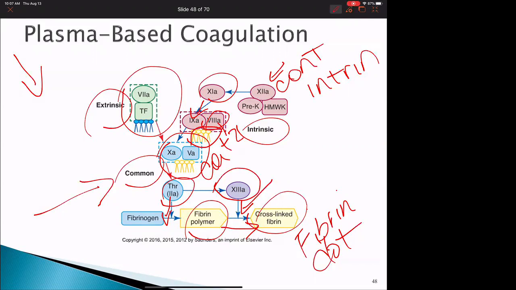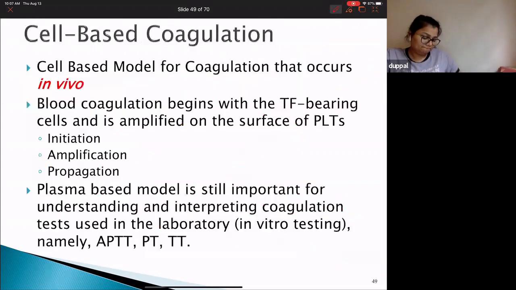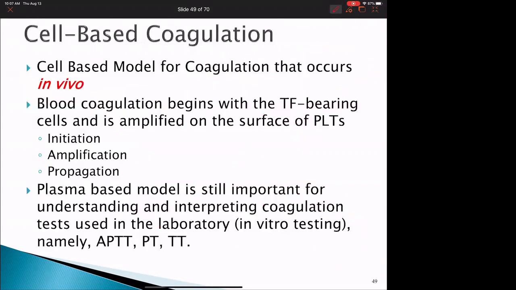So not this whole thing right here, no, not on the platelet. But once it gets to factor 9, yes, you need this activated phospholipid membrane to be there. So this activated platelet membrane, plus calcium, so that this cascade can continue to happen. Okay? Yeah. Okay. All right, so we talked about plasma-based, right?